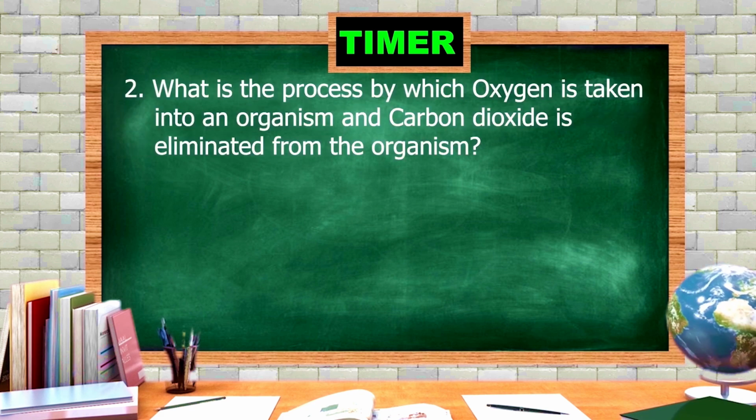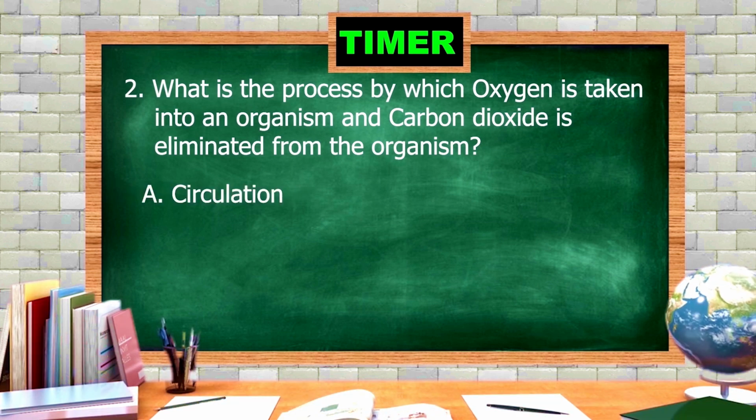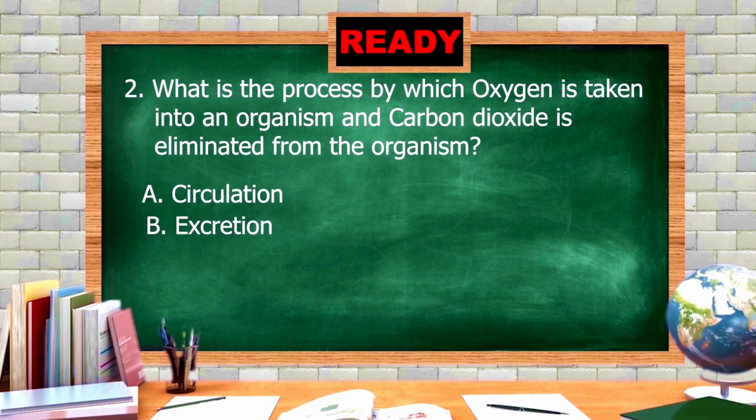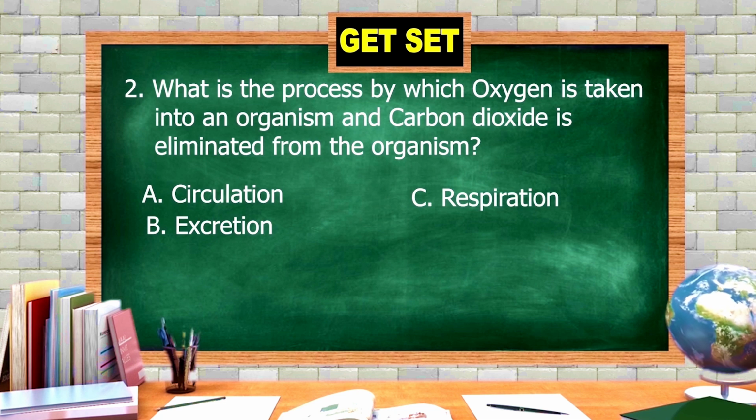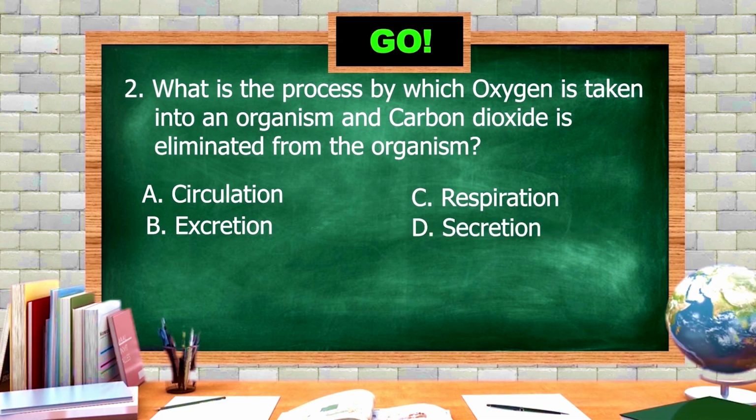Question 2. What is the process by which oxygen is taken into an organism and carbon dioxide is eliminated from the organism? A. Circulation. B. Excretion. C. Respiration. D. Secretion.